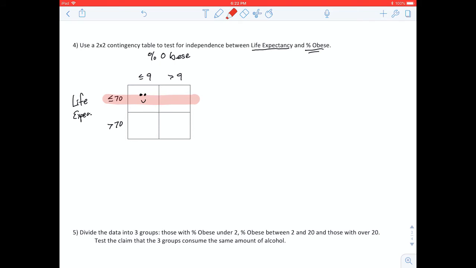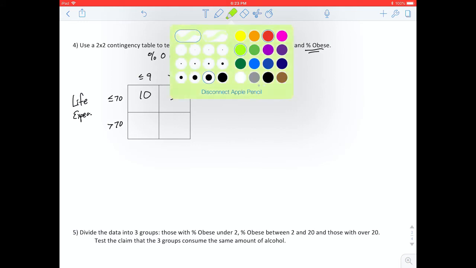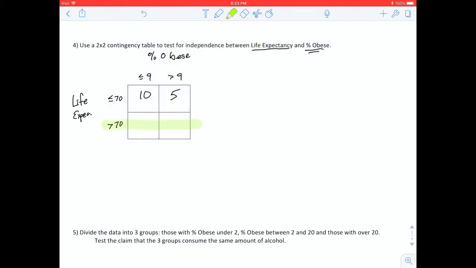So that would go right here where the smiley face was. Oh, I just wanted to get rid of the smiley face, but that's okay. So you put the number 10 right there, and then something like the number 5 will go right there. Then you go to the ones that are not highlighted in red. Let's say they were highlighted in lime green. And then do the same thing when their obesity is less than or equal to 9 and when it's bigger than 9.